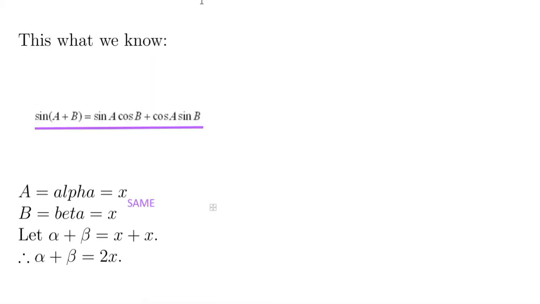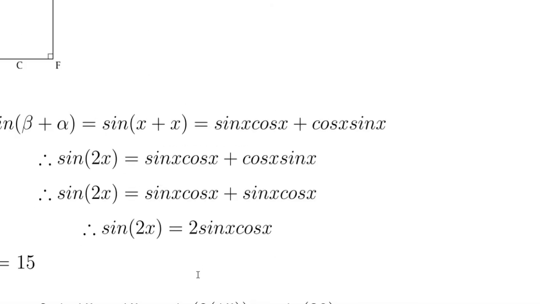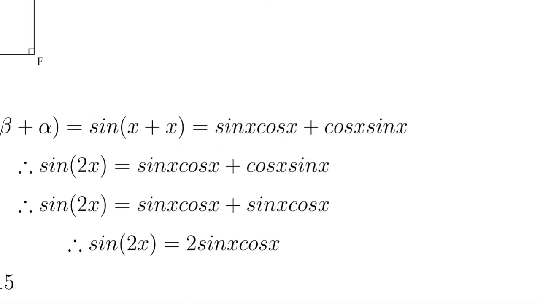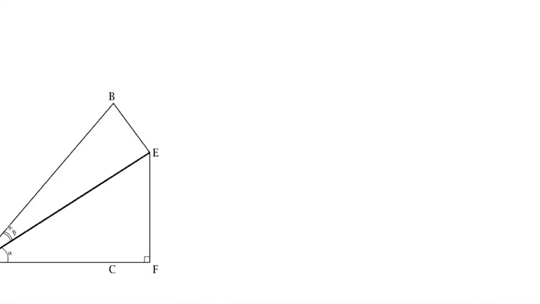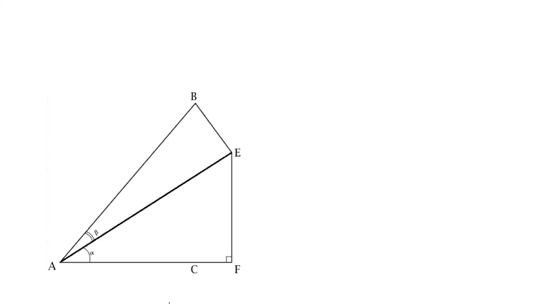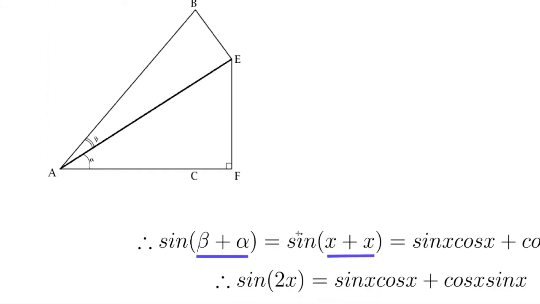First thing you can see is that by applying this concept, sine of beta plus alpha becomes sine of X plus X. That is what's happened here. Rather than having beta plus alpha, I'm saying these are the same. They're both a value of X, any value of X, perhaps limited to being acute angles in these circumstances, but that's actually not the case overall.